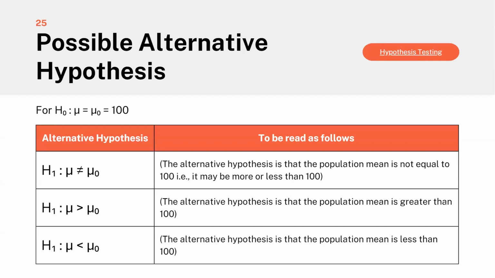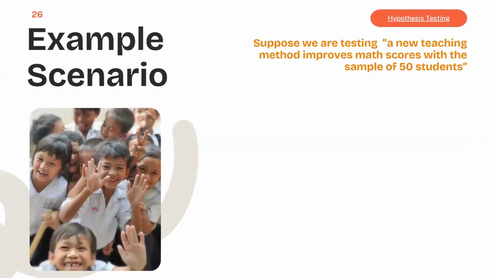The second alternative hypothesis is that the population mean is greater than the hypothesized mean. Sorry, it states that the population mean is greater than the hypothesized mean. And the third alternative is that the population mean is less than the hypothesized mean. These are the possible alternative hypotheses. To understand this better, we will see one example scenario.